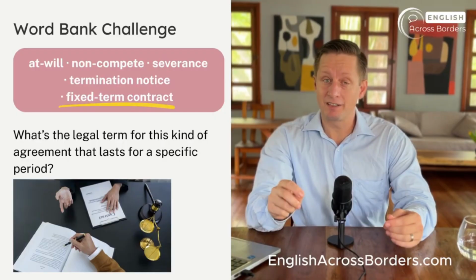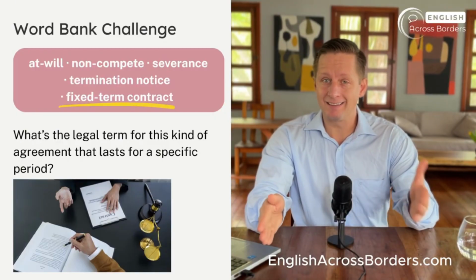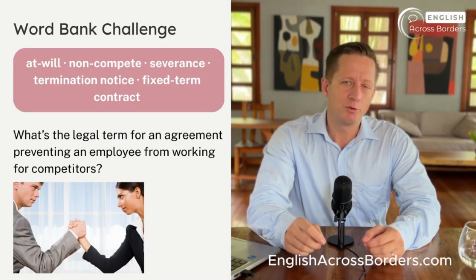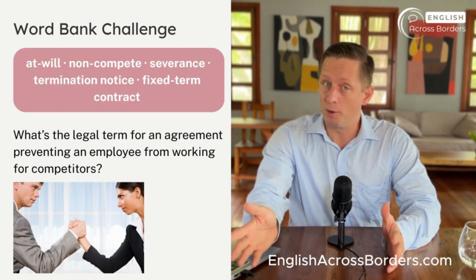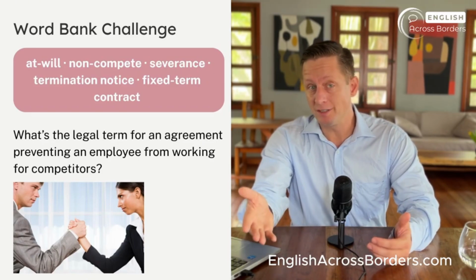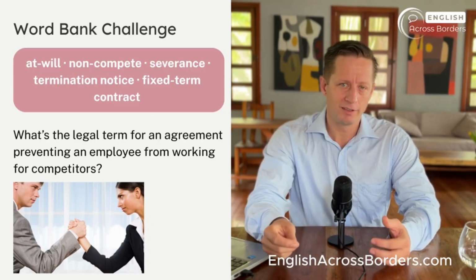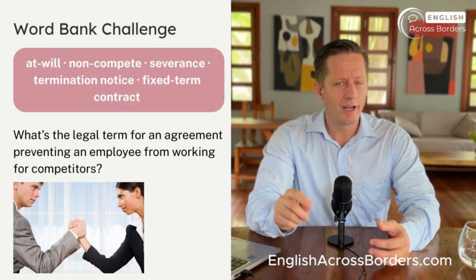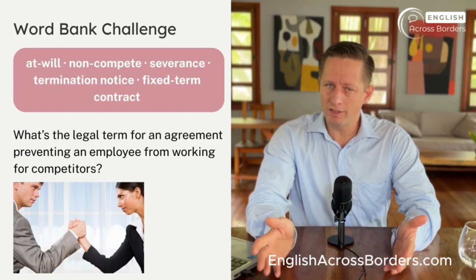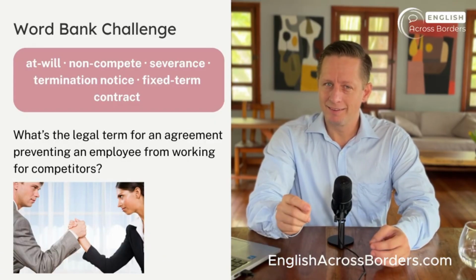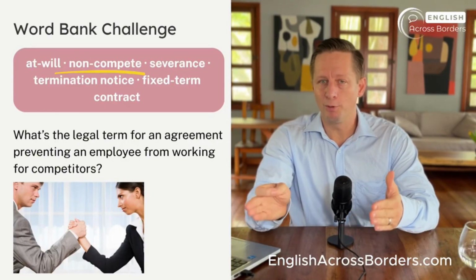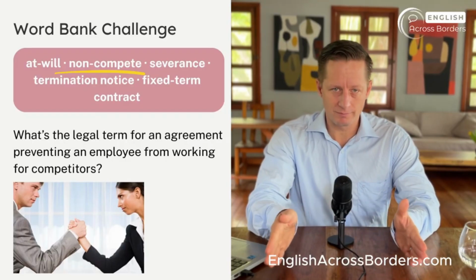This means the contract has a clearly defined start and end date. A senior sales executive leaves a company but agrees not to work for any rival firms for the next year. This protects the original employer's confidential information and client relationships. Such clauses are common in industries where competition is fierce. What do we call this kind of agreement? The answer is non-compete. It limits where employees can work after leaving.